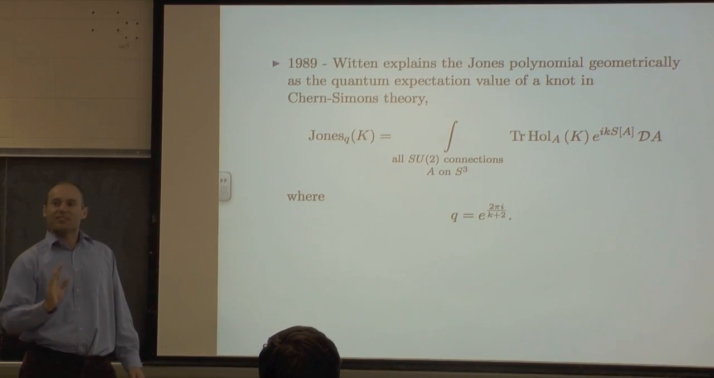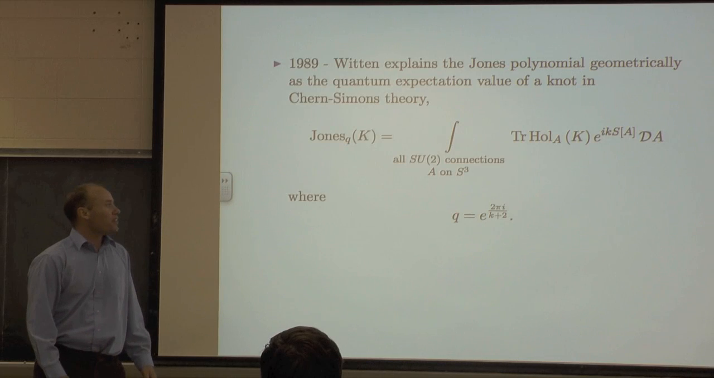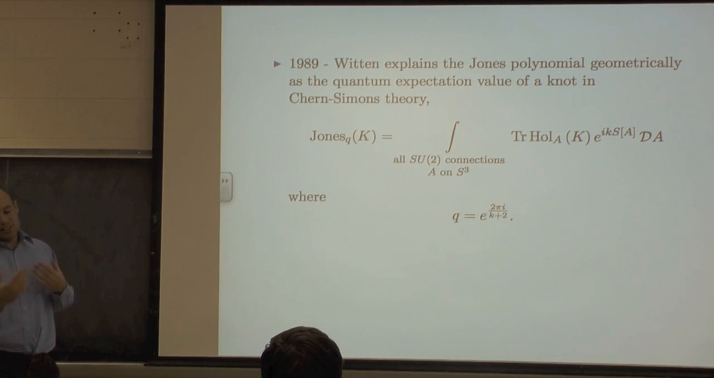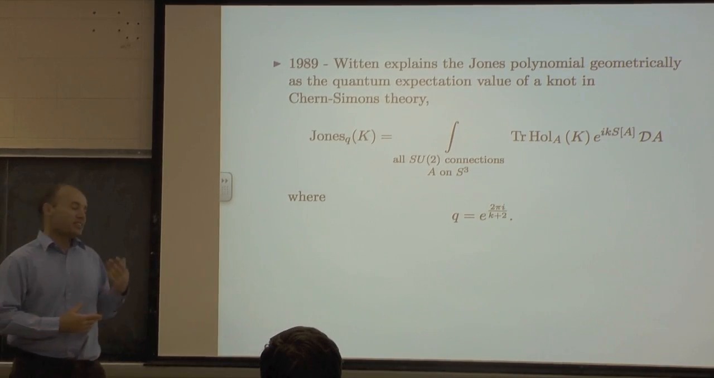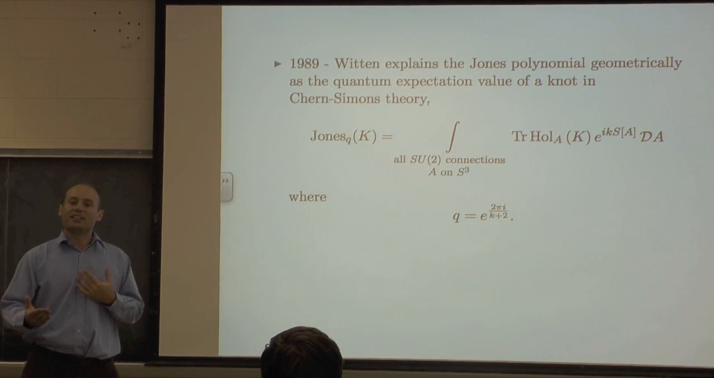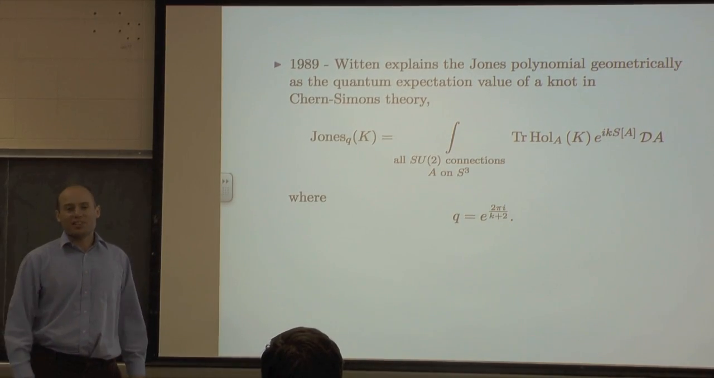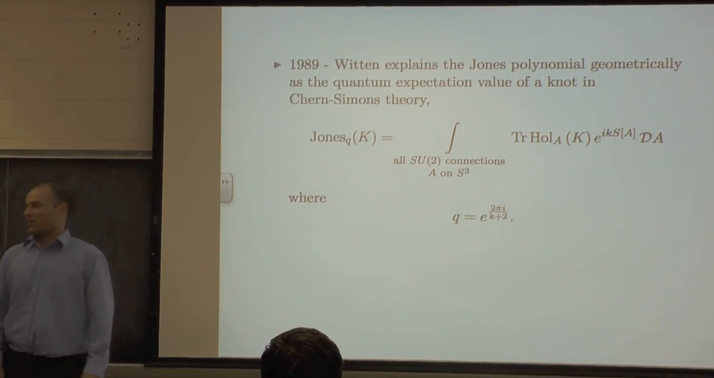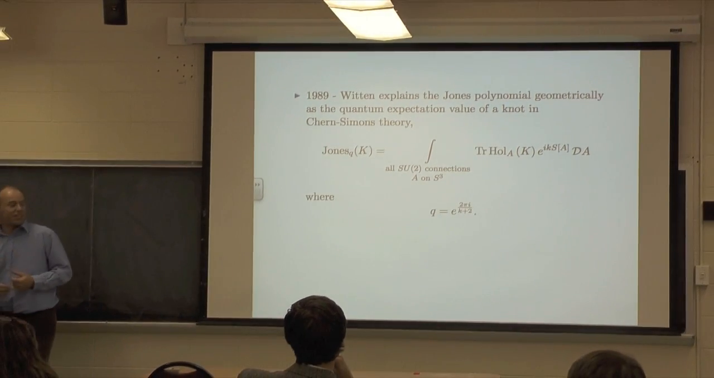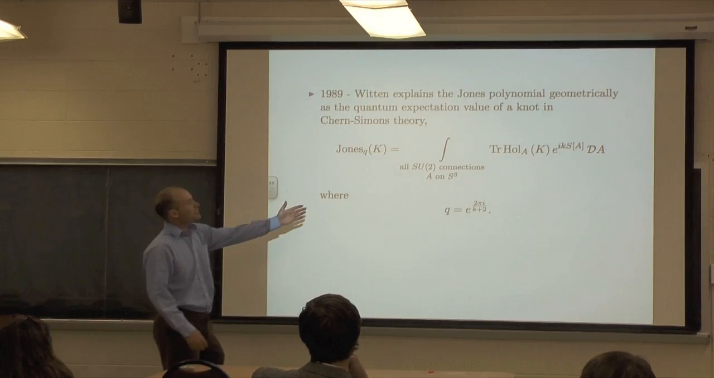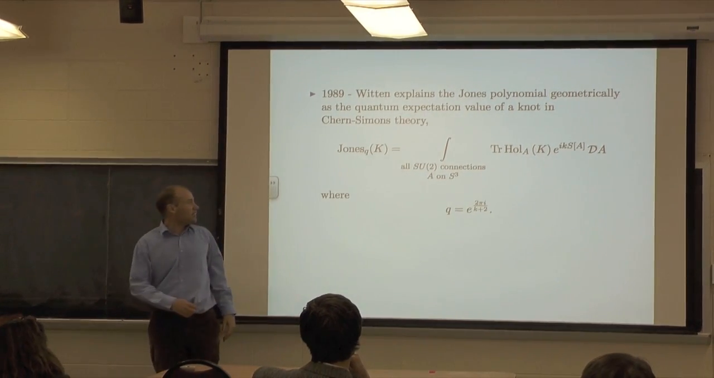So that's a very geometric thing, so parallel transport around the knot, and for each different connection, we take the trace of that, which gives us a number, each different connection gives us a different number, and we add up all those numbers over all the connections. So that's a bit strange, of course, because we're doing a path integral there. You're integrating over a huge space, and that's very dodgy.